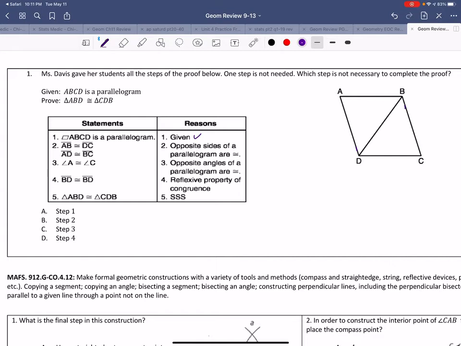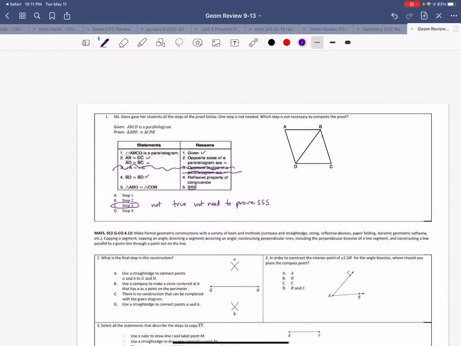They said, well, what is it you're trying to spell? Let's see, side, side, side. So if you're trying to spell side, side, side, you don't need any angle evidence. You just need 3 pieces of side evidence. So step 3 is not needed. It's true, but it's not needed to prove side, side, side. I just need side evidence to prove side, side, side.